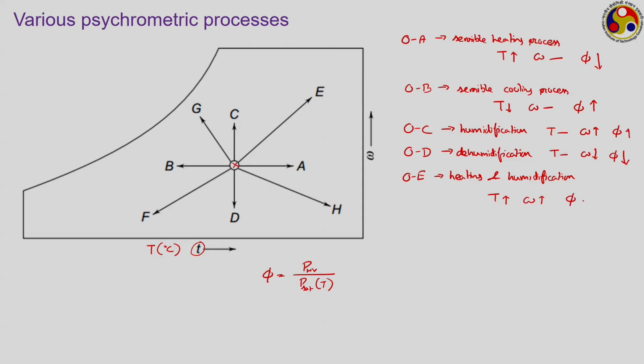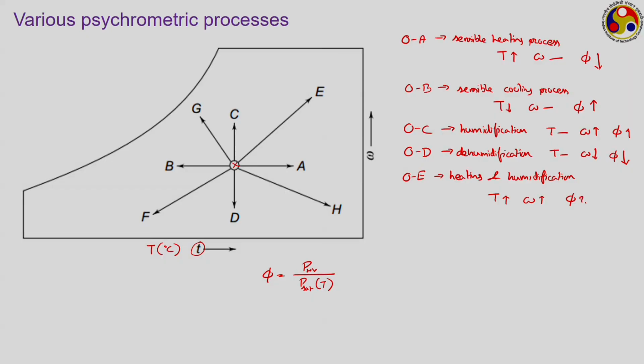What about phi? Now, it is difficult to say actually from this diagram, because it is very much possible that depending upon the combination of this temperature and omega, phi may increase, phi may decrease, or phi may remain the same as well. So, we are not sure about the value of this phi, because if you look at the expression for this phi, omega is increasing. So, the partial pressure for water vapor is increasing, but as the temperature is increasing, the saturation pressure is also increasing. So, both numerator and denominator are increasing. So, we are not sure about the change in phi.